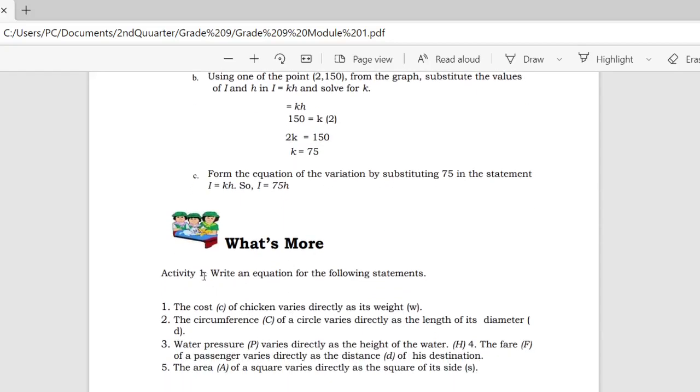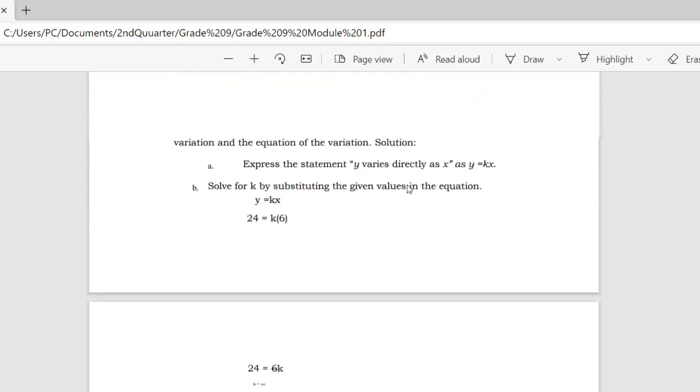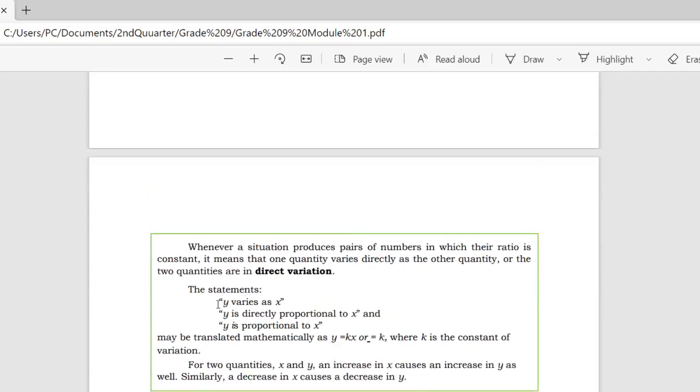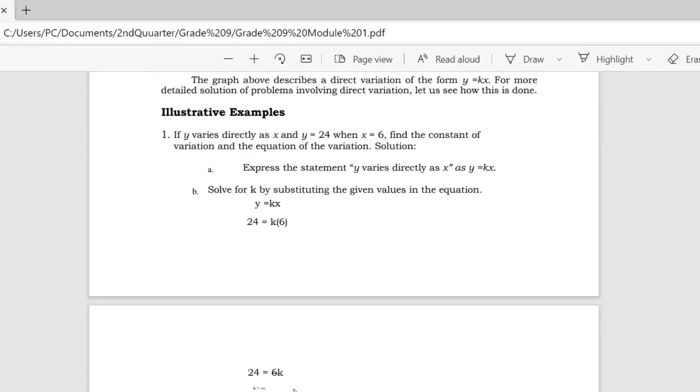Okay, what's more? In Activity 1, write an equation of the following statement. You just use the letters there. Since you have the keyword varies directly, how are you going to write it as an equation? It is the same as here. It should be varies directly as x. The answer is like this. If your y is p, then this must be p. If your x is n, therefore this must be n. So you just replace the values.